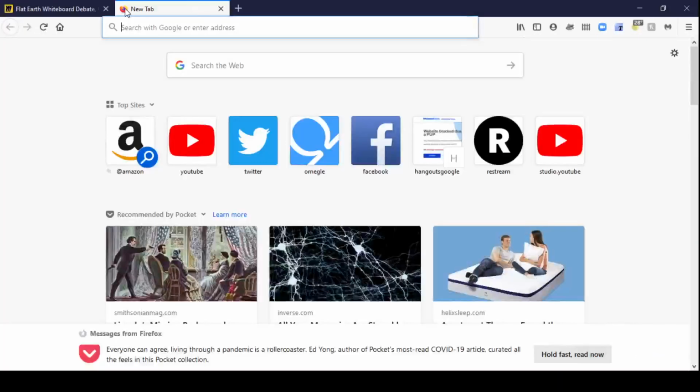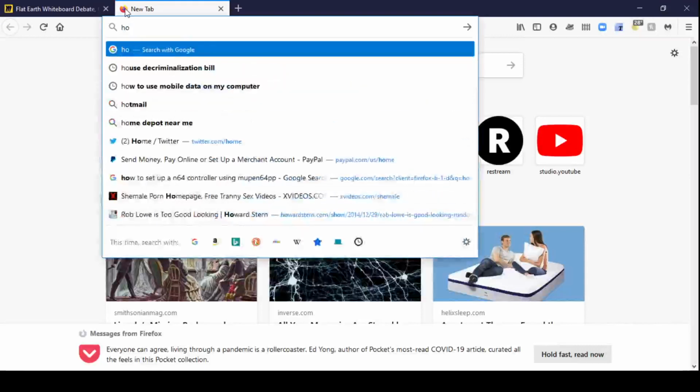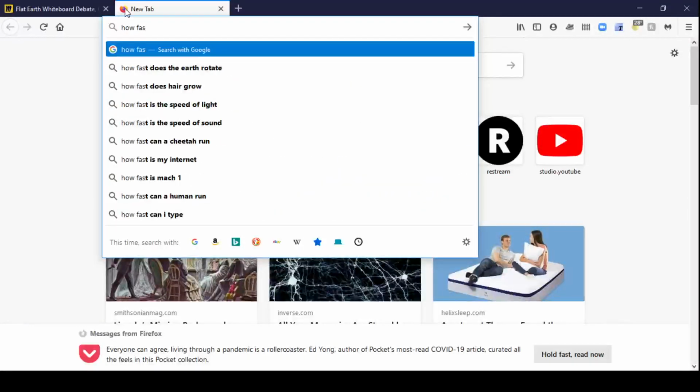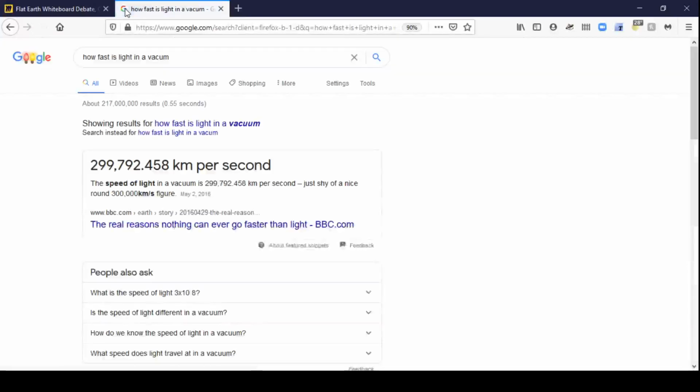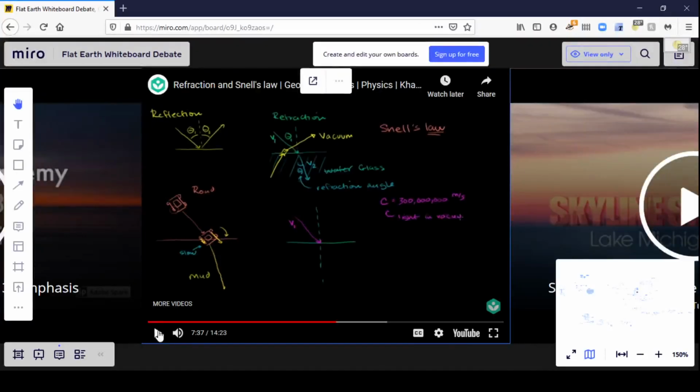I'm gonna take the time to look it up. How fast is light in a vacuum? See what it says. 299,792,458 meters per second. Exactly. He didn't want to go into specifics, but I will. Thank you. Okay. Let's get back to it.